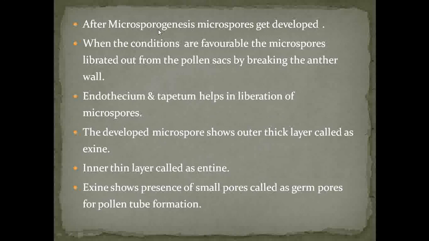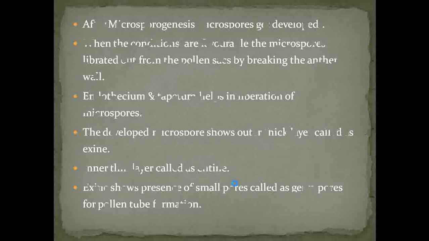After microsporogenesis, the microspores are developed, and when the conditions are favorable, the anther wall breaks, and after breaking, the pollen grains are liberated outside, and the layers like endothecium and tapetum help in the liberation of microspores. The developed microspore shows the presence of exine and intine. The exine is thick in nature, while the intine is thin in nature. The exine shows the presence of small pores for the pollen tube to come out, and these small pores are called germ pores.